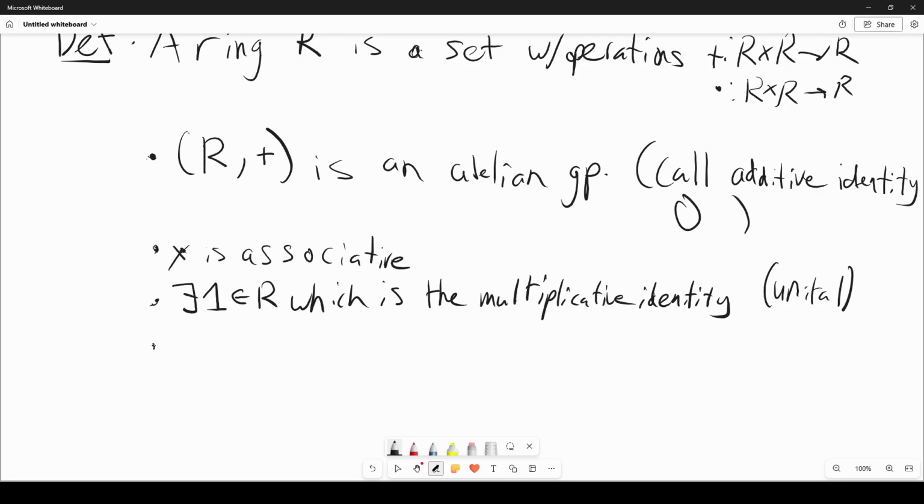Okay, and then the final assumption is we kind of want a way to relate both my addition and my multiplication operations. So I don't want them to be completely distant concepts. I want some way of combining them. And the way to do that is we just have our rings satisfy distributivity.